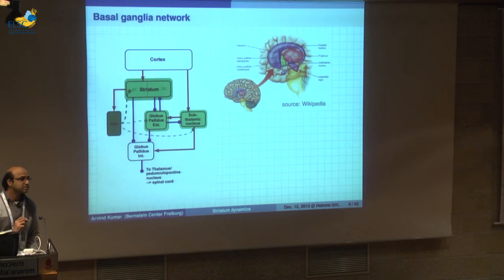So there is cortical input going into striatum, which is a purely inhibitory network. Then there is globus pallidus, which is inhibitory, globus pallidus internal, that's inhibitory. There's an excitatory connection coming from subthalamic nucleus. So it's mostly an inhibitory network, except for this one place where there is excitatory input coming in. In addition, all these boxes in green are the main recipients of dopamine.